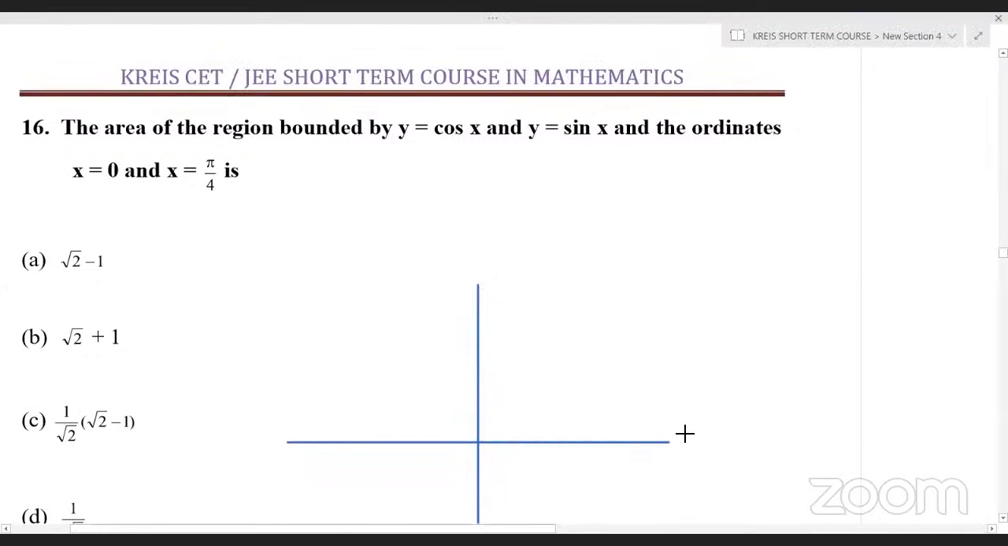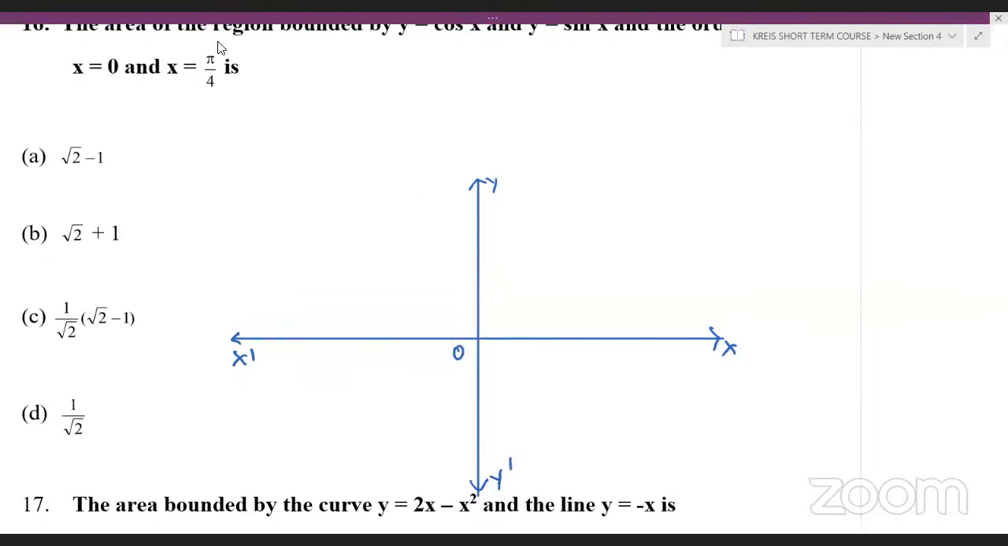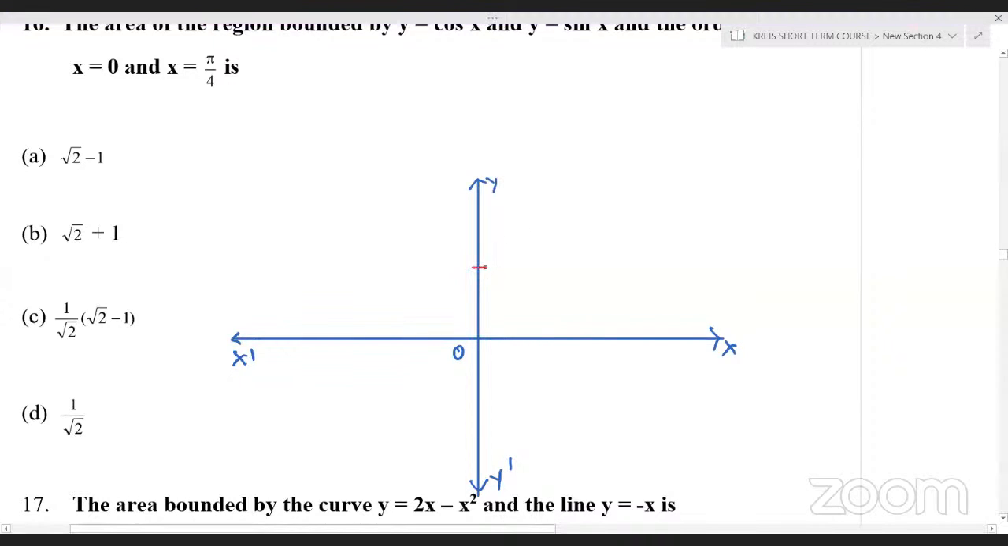You can make out the curve. So it is x, x dash, y, y dash, and origin. X is equal to 0 and x is equal to pi by 4. Here maximum value of sine and cos is +1 and minimum value is, so let me take pi by 4 and here it's going to be pi by 2.